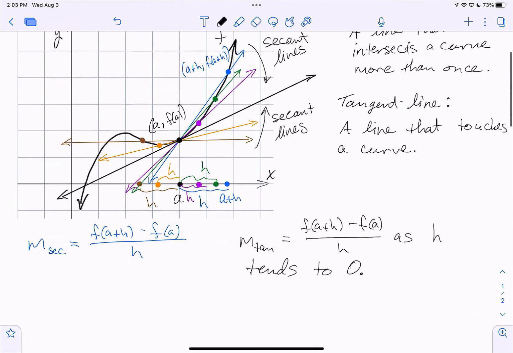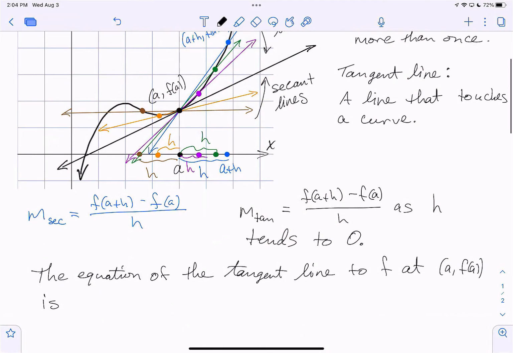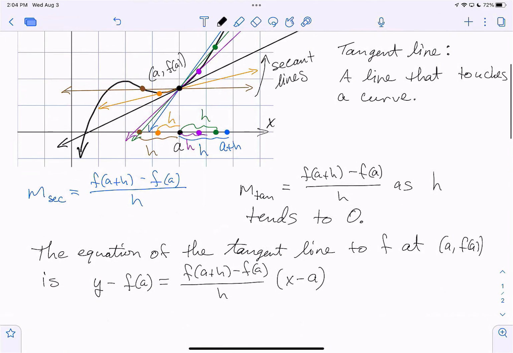This allows us to write the equation of the tangent line. The equation of the tangent line to f at the point (a, f of a) is y minus f of a is equal to the limit as h tends to 0 of f of a plus h minus f of a, divided by h, times the quantity x minus a. What we've really done is fleshed out y minus y1 is equal to m times x minus x1, right? Point-slope form for the equation of a line.